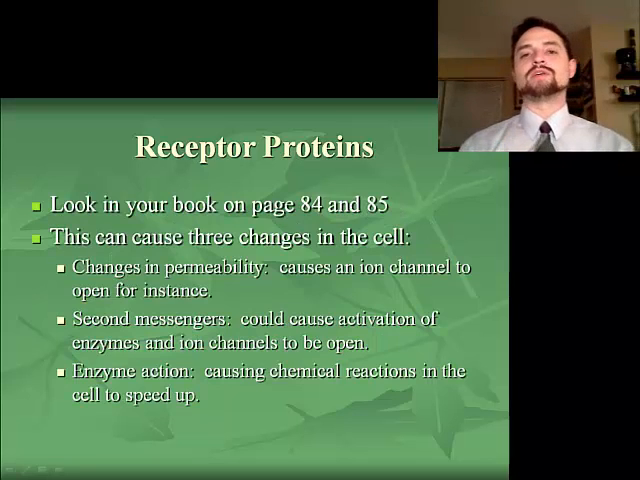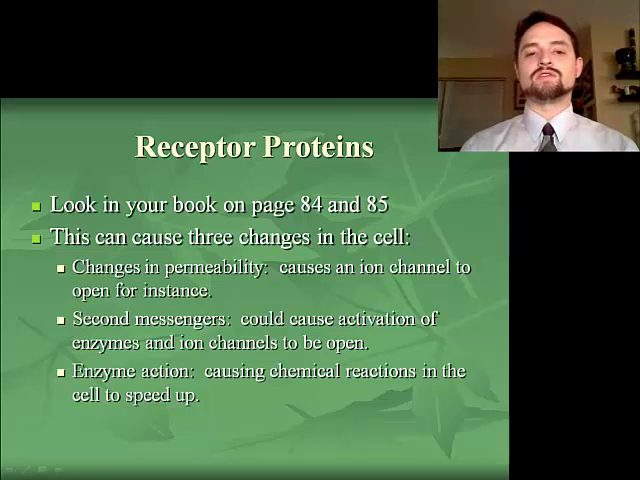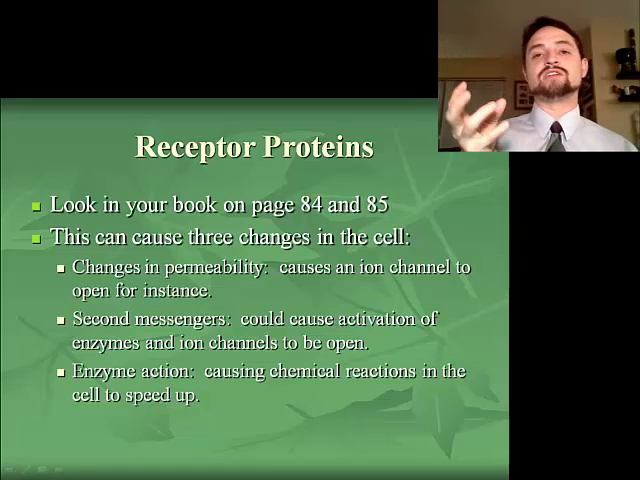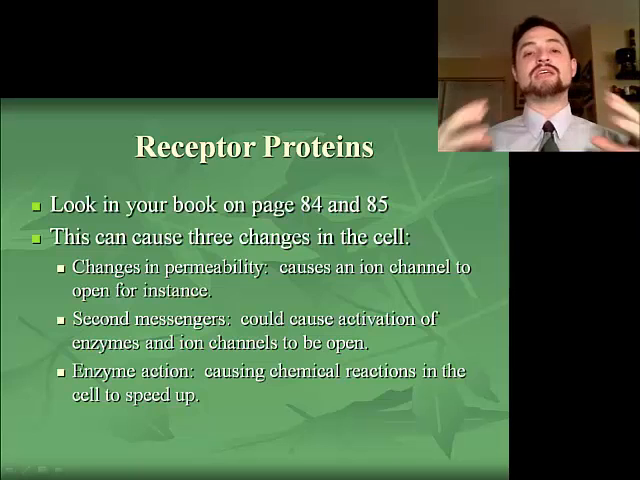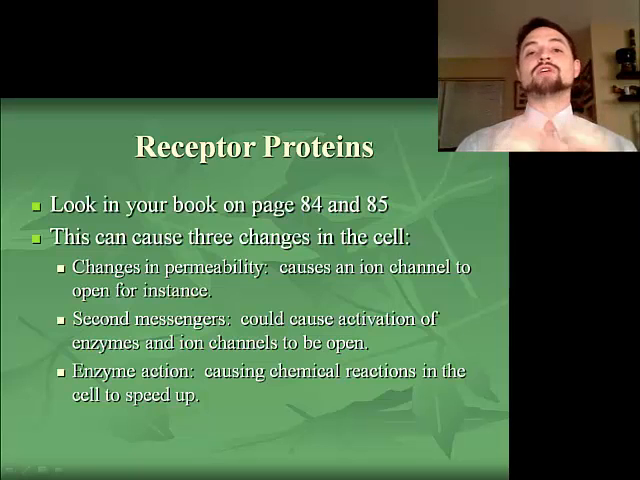If you look in your book, page 84 and 85, this can cause 3 changes in the cell. This can change the permeability. We're talking about transport. If you've got a receptor protein that is attaching a signal, it could cause gates to open, it could cause active transport to start, but it could change the ability for stuff to come in and out of the cell.